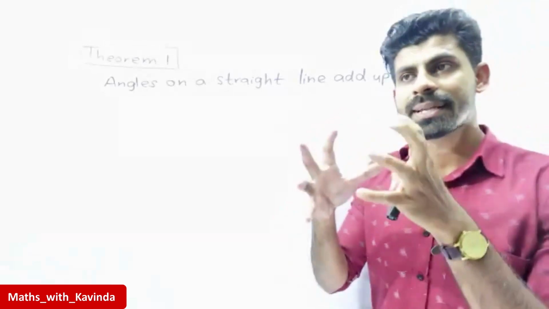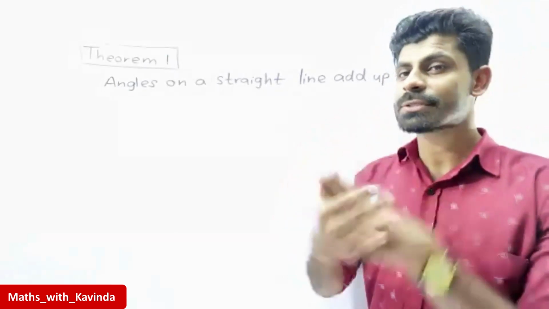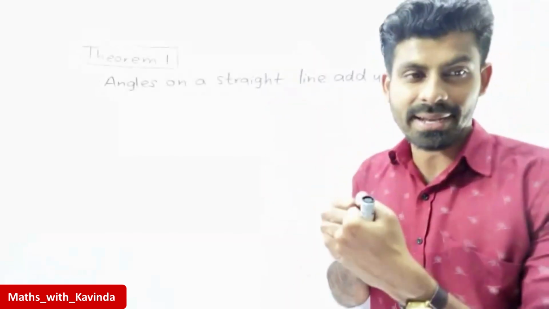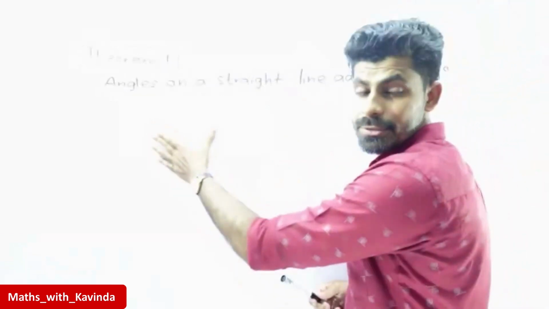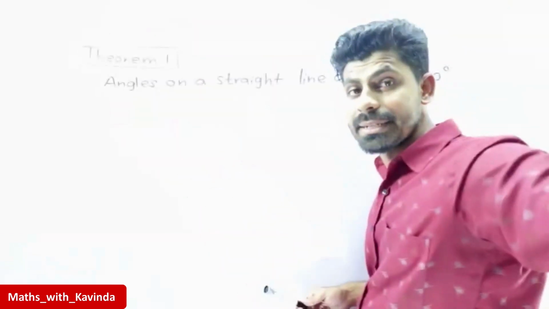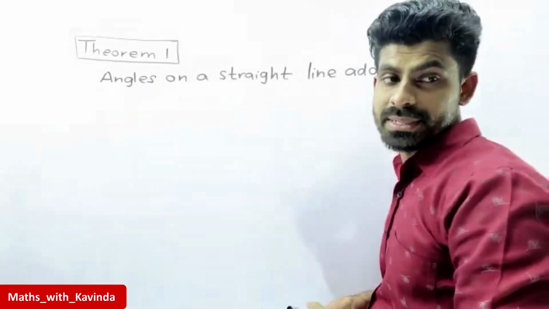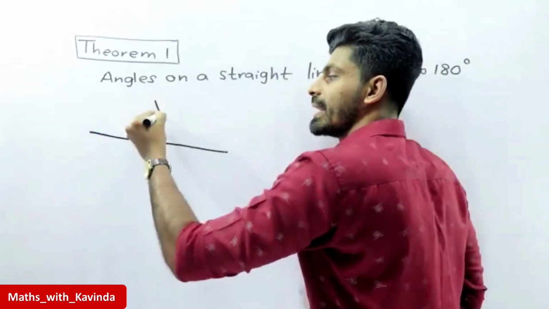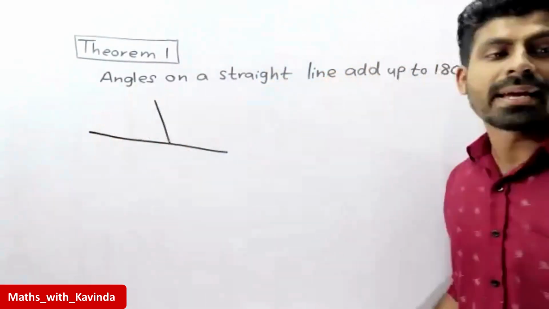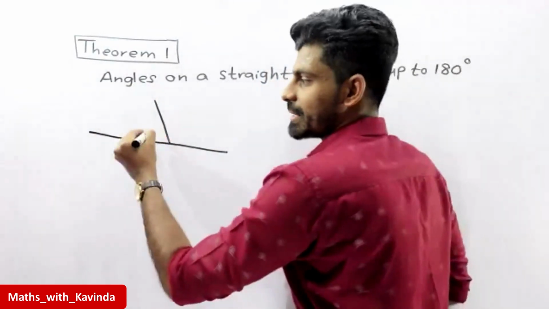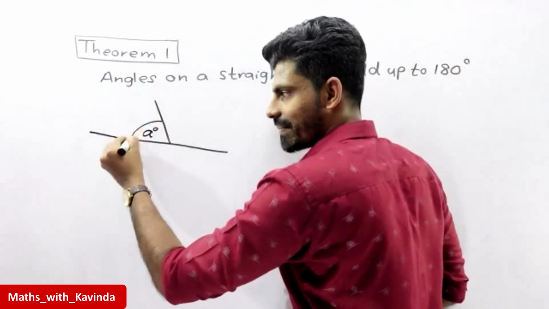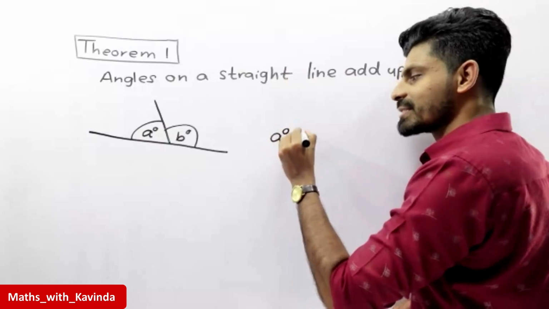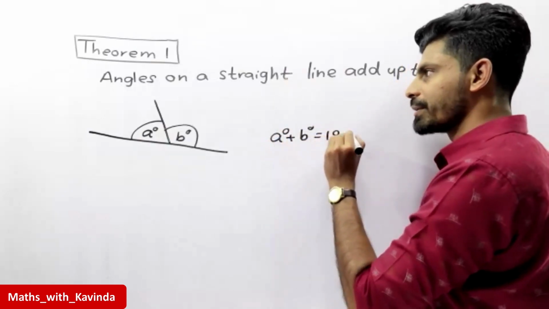Now we are going to discuss the angles related to straight lines. Straight lines means not parallel lines. What are the angles related to a straight line? Angles on a straight line add up to 180. Just think this one equals A and this one equals B. That means A plus B equals 180.